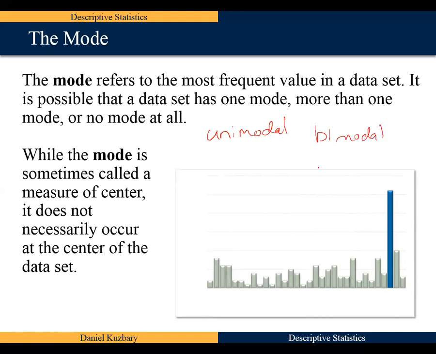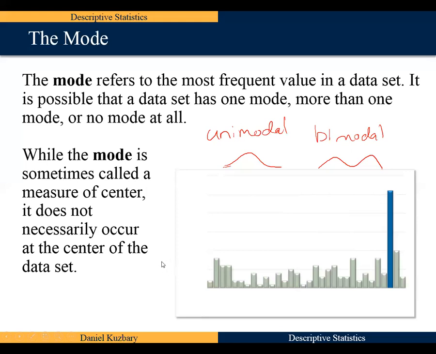So that was the data set that looks kind of like this. Unimodal just looks like this, something like that. So the mode's just the most frequent thing or the highest thing. So on a histogram or a bar graph, the mode is the tallest category or the tallest thing. So the mode's really easy to spot.